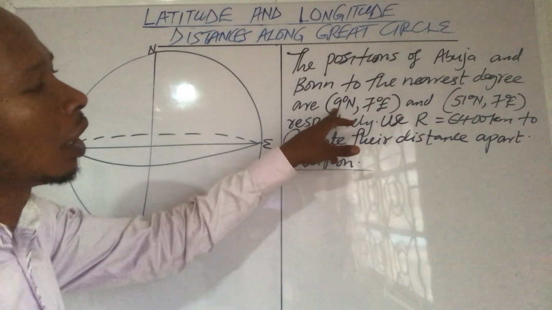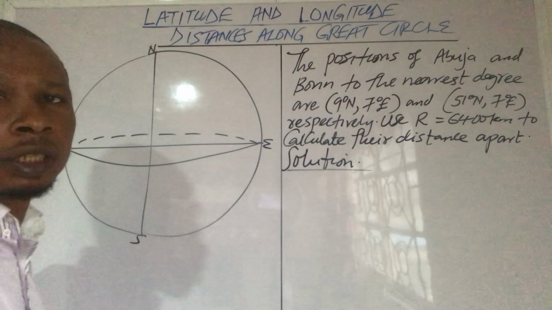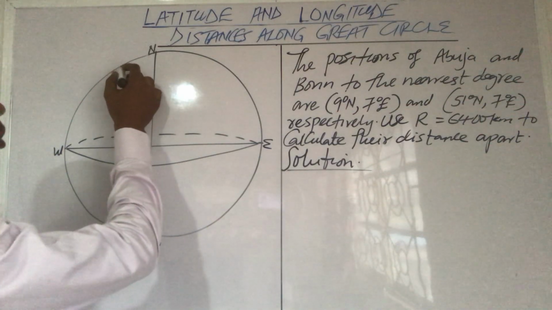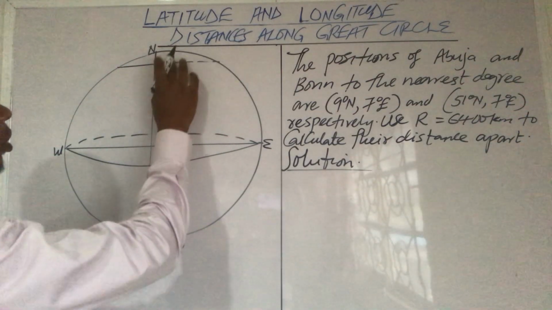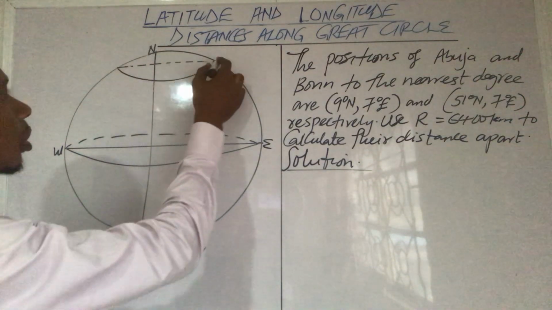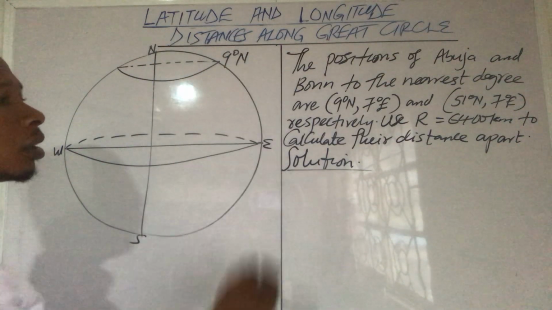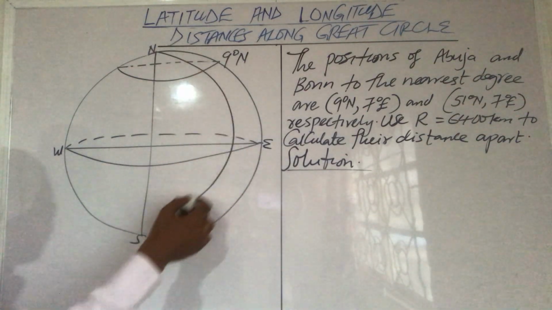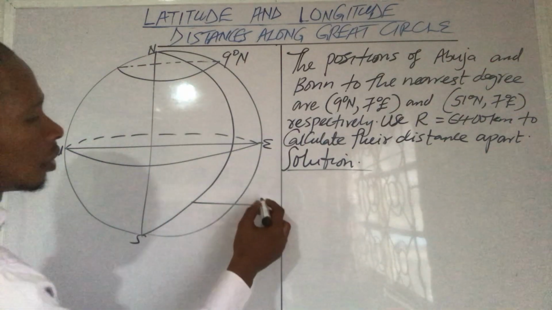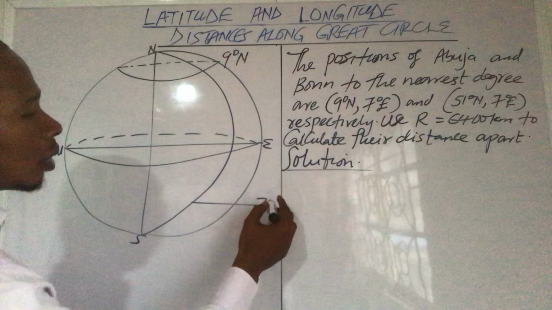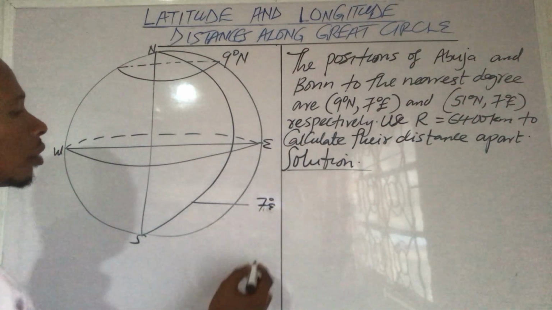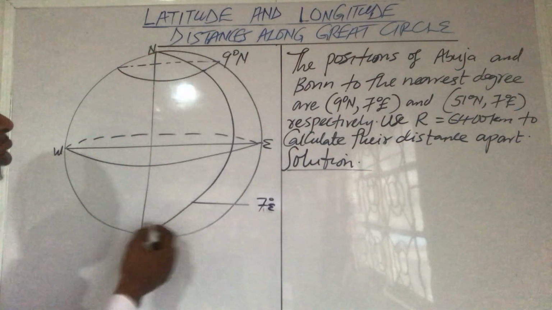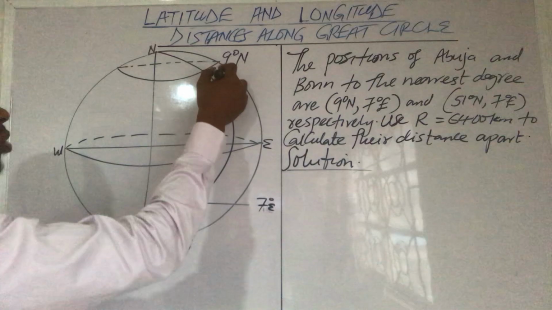Abuja is 9 degrees north, 7 degrees east. 9 degrees north, North is the upper part. So you have 9 degrees north, and 7 degrees east. The eastern side is here. Where the two lines, latitude and longitude, meet, that's Abuja. Let's use A.